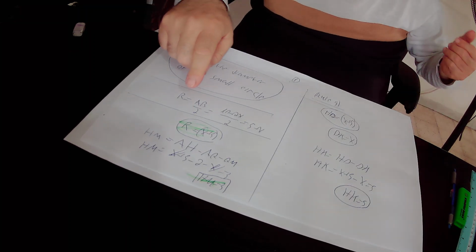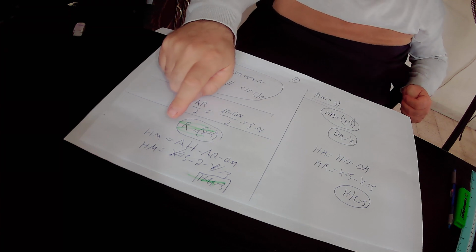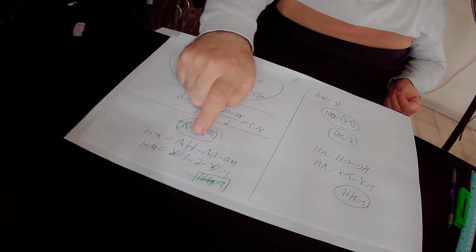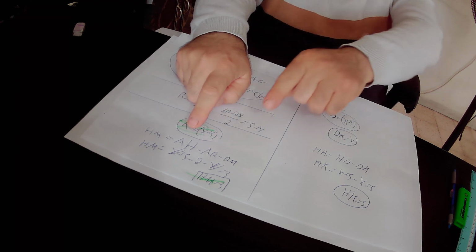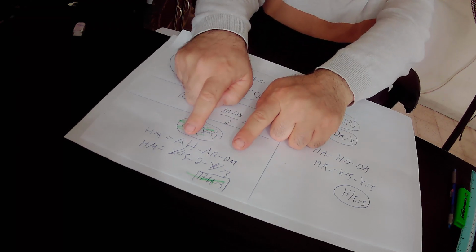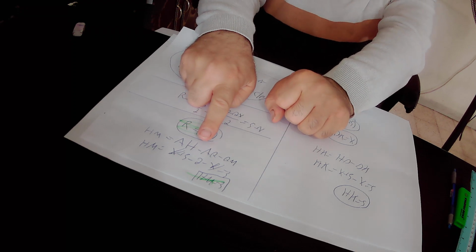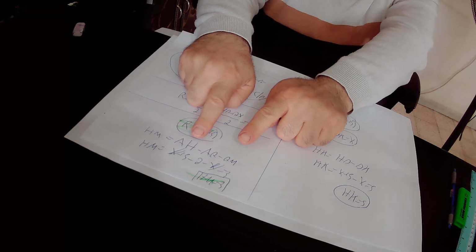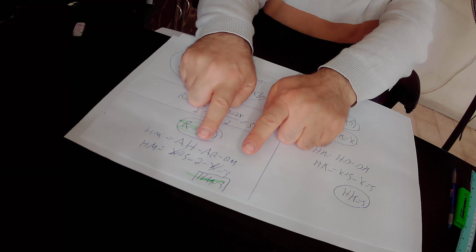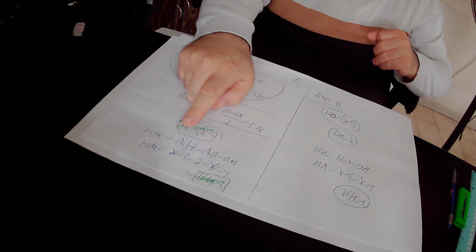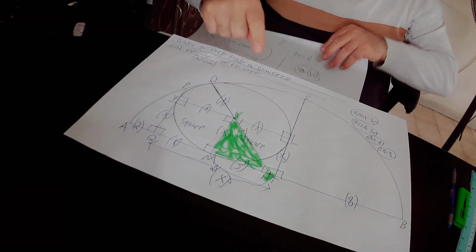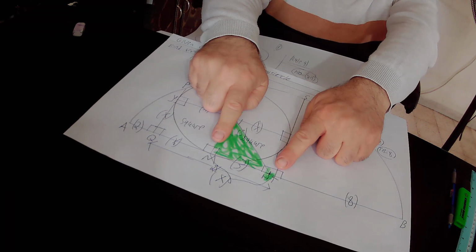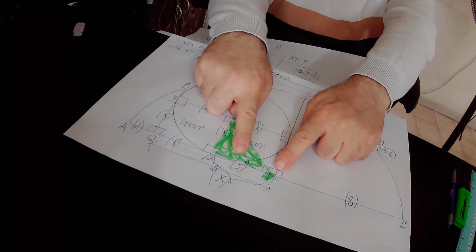So in total, we shall find out that the missing side HM equals x plus 5 minus 2 minus x. x minus x is 0, and 5 minus 2 is 3. So in total, we found out that the missing side HM equals 3 units in its length.